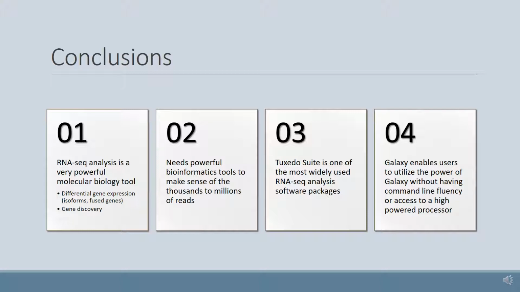But with all technologies that are based off of next generation sequencing, that produce billions and billions of reads and terabytes of data, we need powerful bioinformatics software tools to be able to parse through that data and try to make sense of it. There's always going to be a need for tools to get better and better. Tuxedo Suite has been around since 2009 and has become one of the most widely used because it's very well documented as to its efficiency and accuracy.